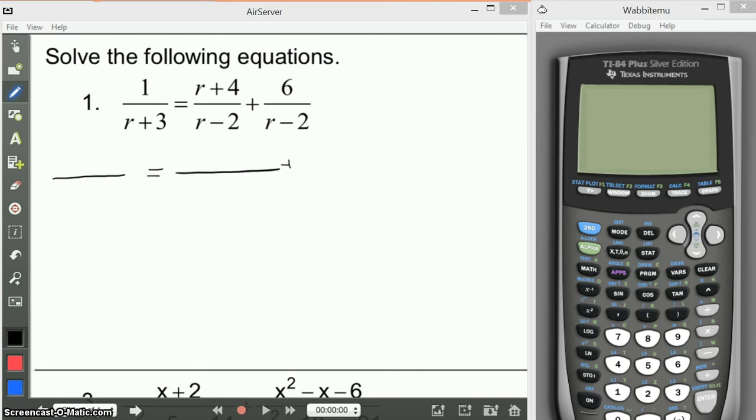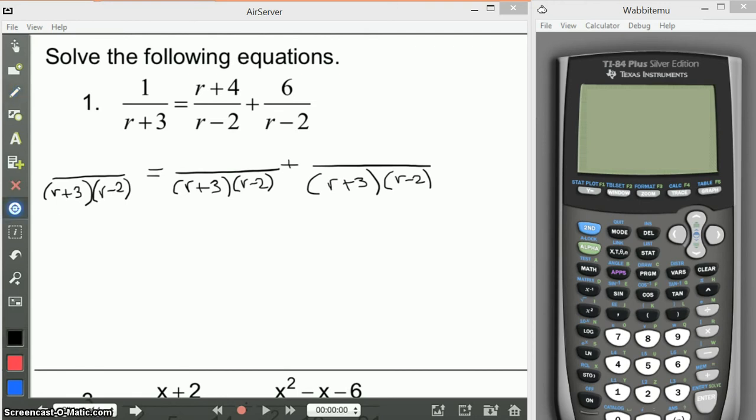Now the LCD is basically the multiplication of everything that you see in front of you. And the reason behind that is that there's nothing in common. So r plus 3 and r minus 2 would be the LCD. As you can see, there are 2 r minus 2, so you take only one of them. After you find the LCD, the next step is to multiply by what's missing.